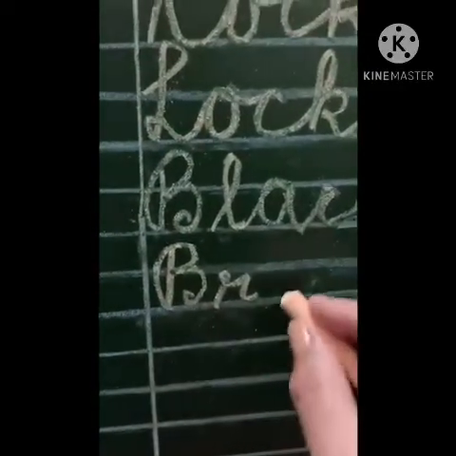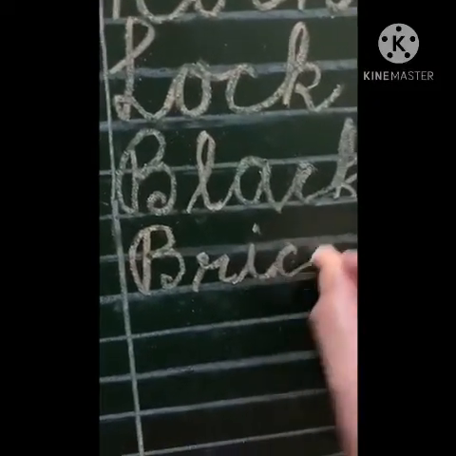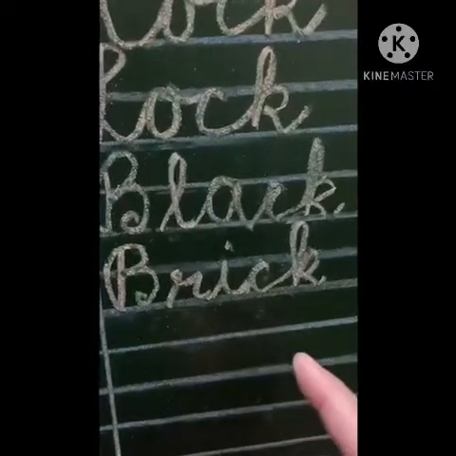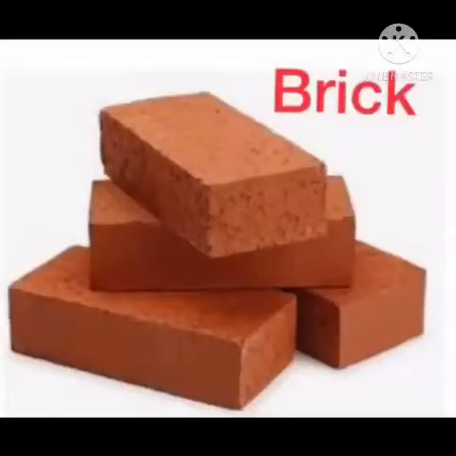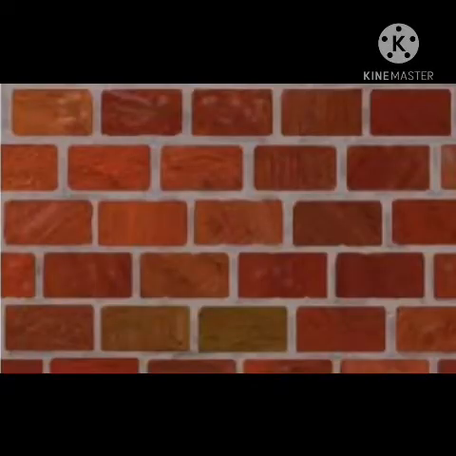Next word starting with B again, and the next sound is R. Together they make br sound. B-R-I-C-K, brick. This is the picture of a brick. It is used to make walls of the house.